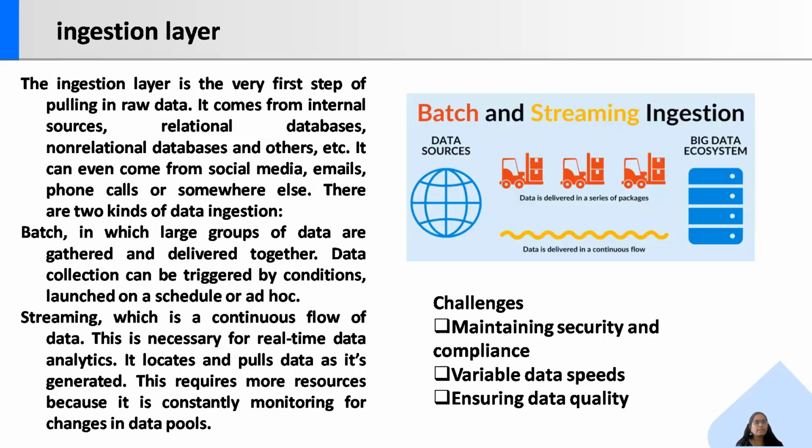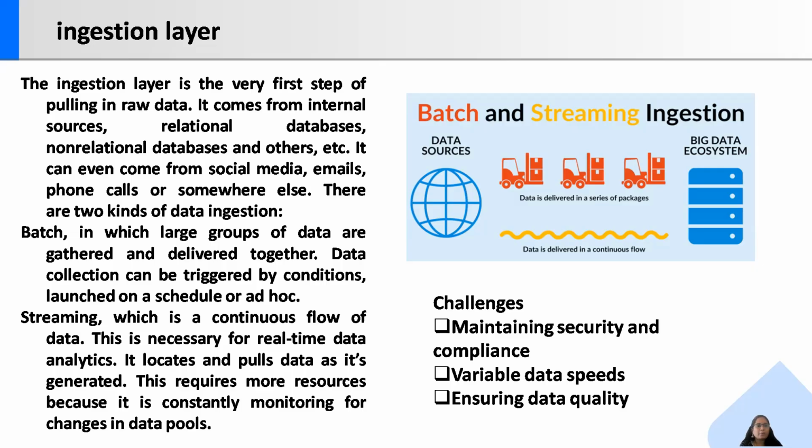So the first component is the ingestion layer. The first step is pulling in raw data. So we are getting the input from different sources, that is internal sources like relational databases, non-relational databases, etc. And some of the sources are social media, emails, phone calls, or somewhere else. There are mainly two kinds of ingestion: one is batch processing, another is streaming. Streaming is a continuous flow of data.